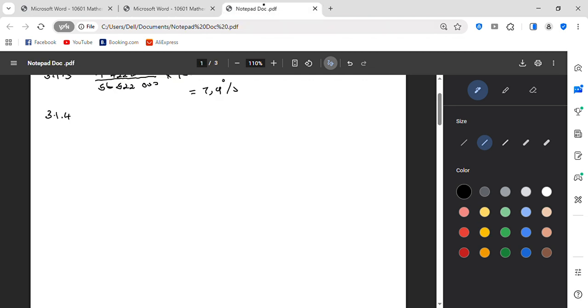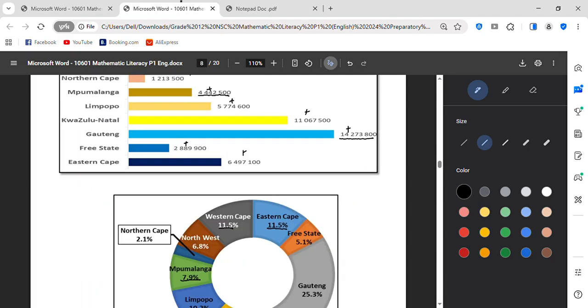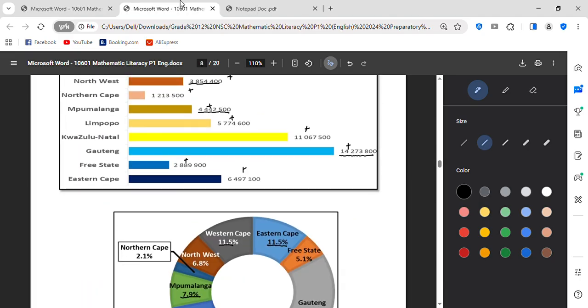So the first part, I need to write them. Western Cape and Eastern Cape. That's the first thing. The second thing we need to answer is to identify the provinces and determine the population difference. Population difference, okay.